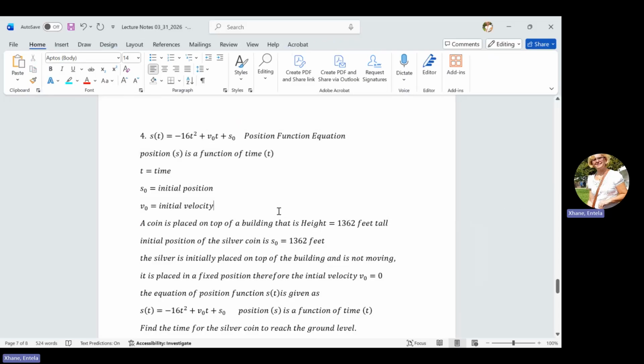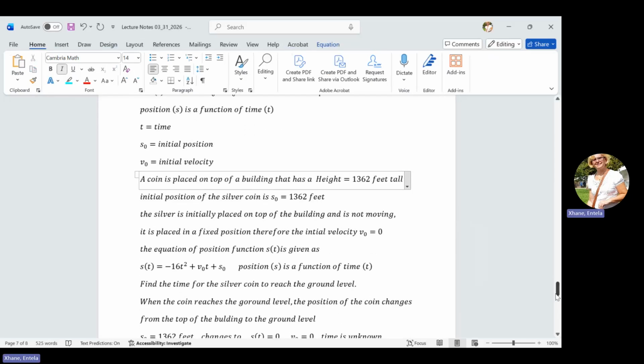A coin is placed on top of a building that has a height of 1,362 feet tall. So that means the initial position of the silver coin, S0, is going to be 1,362 because it is placed not on the ground level, it's placed on top of the building. And the building stands 1,362 feet above the ground level. This is how tall the building is. So that's the initial position.